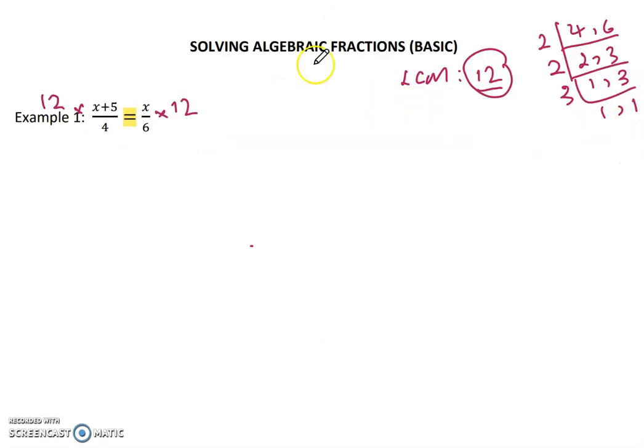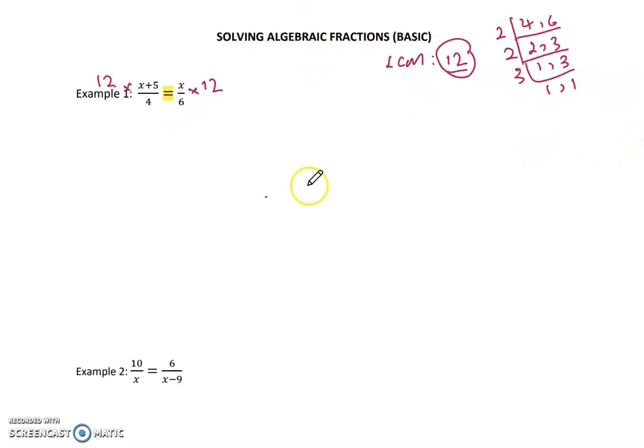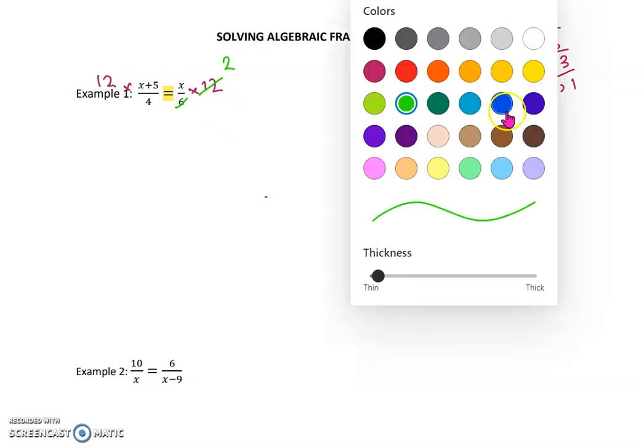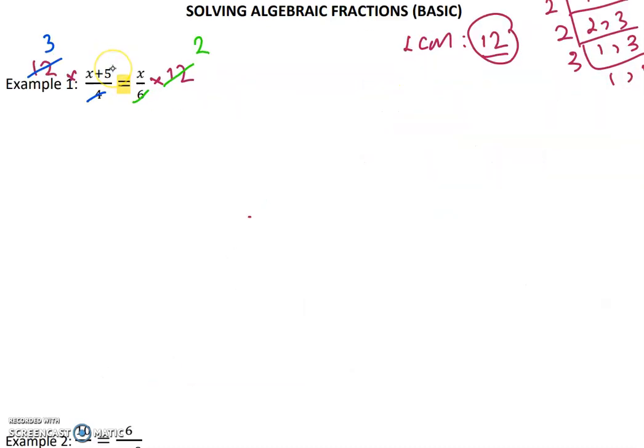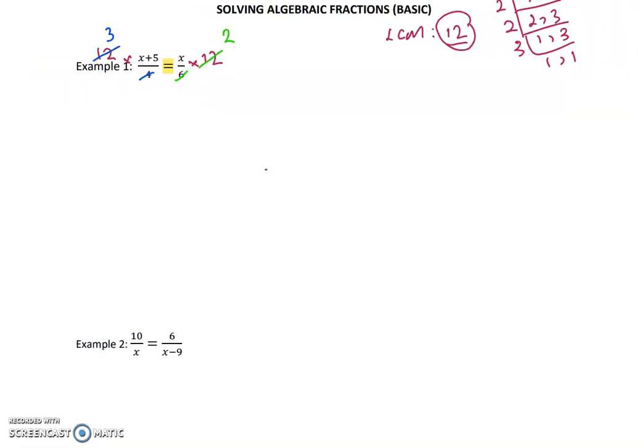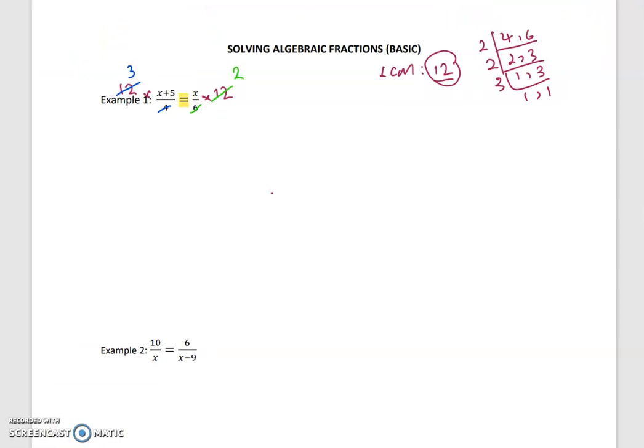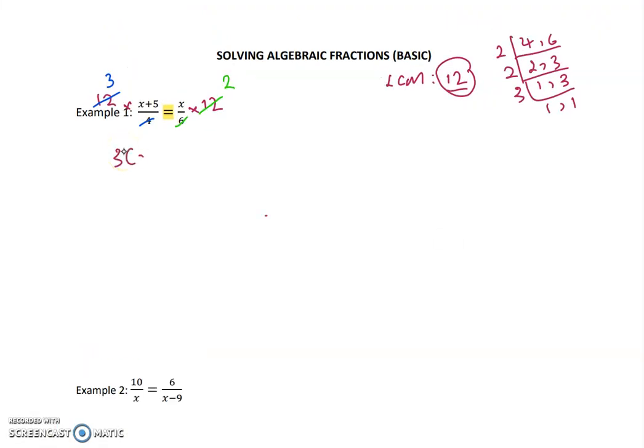So what we're going to have is that the 6 and the 12, we can divide out. 12 divided by 6 is actually 2. Then the 4 and 12, I can divide out. 12 divided by 4 is actually 3. So what we're going to have left is 3 times x minus 5 on the one side, and 3 times x plus 5 on the other, and we have 2 times x, which gives me 2x.